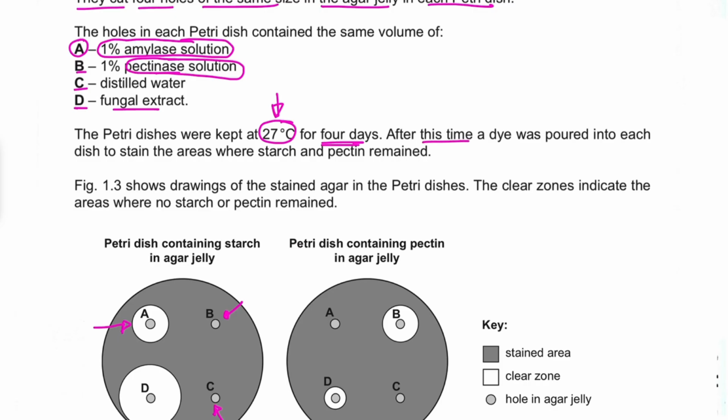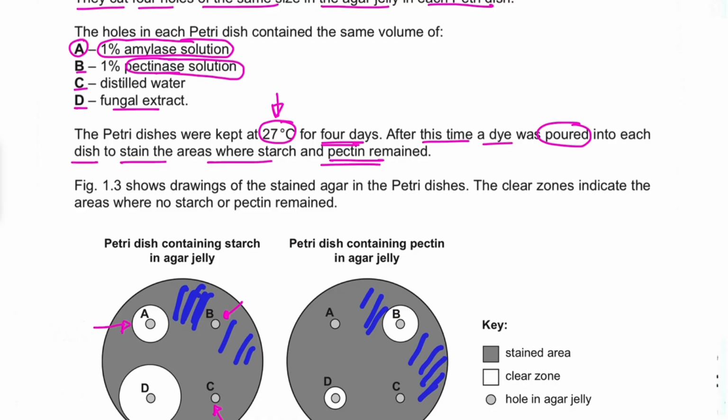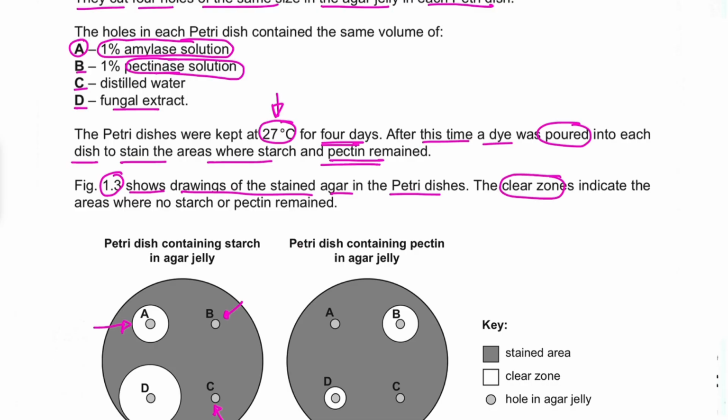After this time, they poured a dye into each dish to stain the areas where the starch and the pectin remained. So they would add the dye here and here, and that is staining the petri dishes to indicate where the starch remains undigested and where the pectin remains undigested. They say figure 1.3 shows drying of the stained agar in petri dishes. The clear zone indicates areas where no starch or pectin was present.